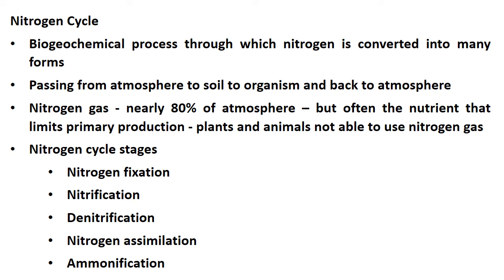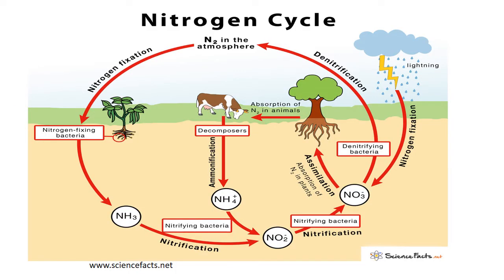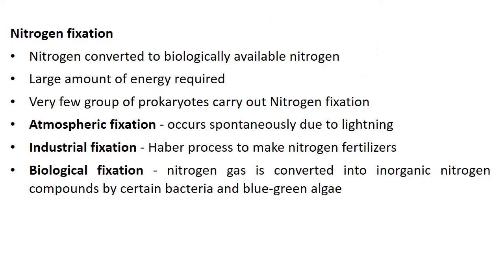These are the stages in the nitrogen cycle: nitrogen fixation, nitrification, denitrification, nitrogen assimilation, and ammonification. This is a representative image of the nitrogen cycle. Now we are going to discuss the various stages in the nitrogen cycle. The first one is nitrogen fixation.